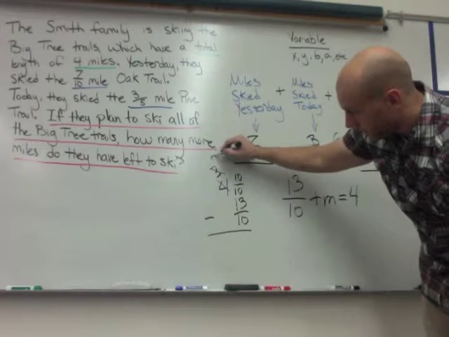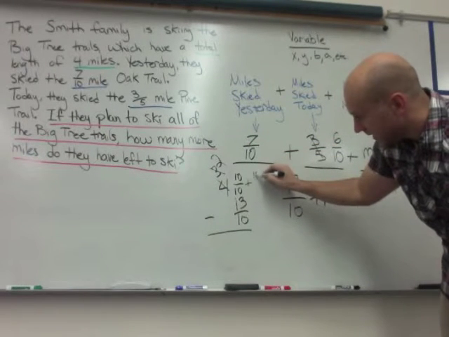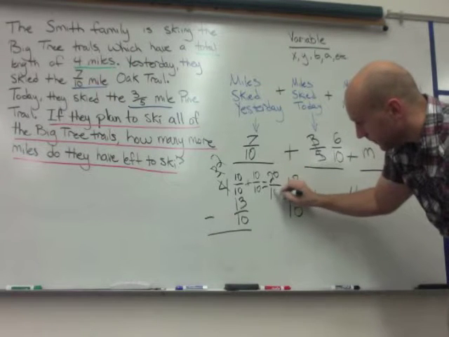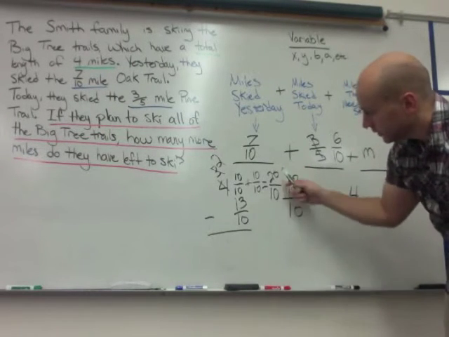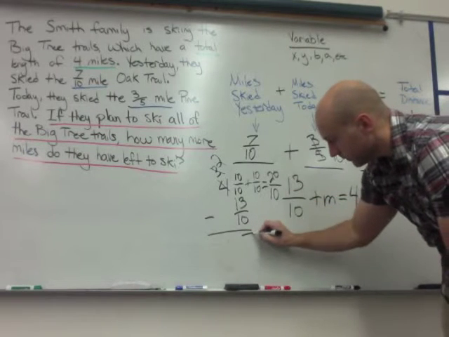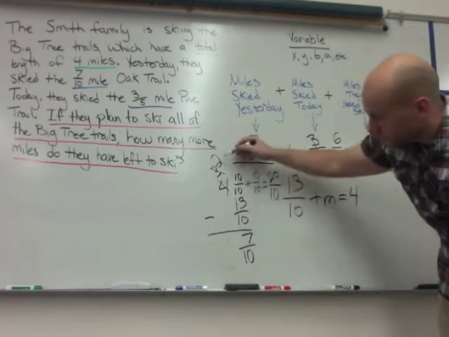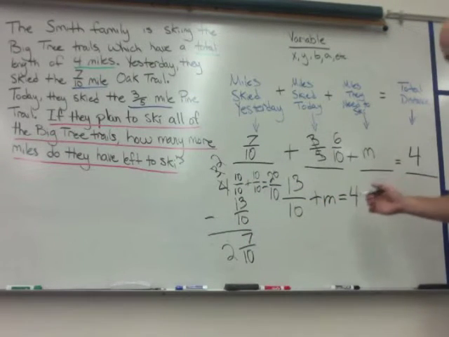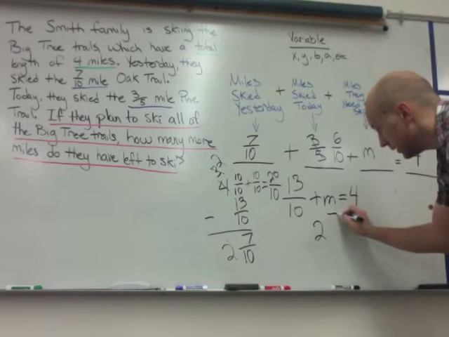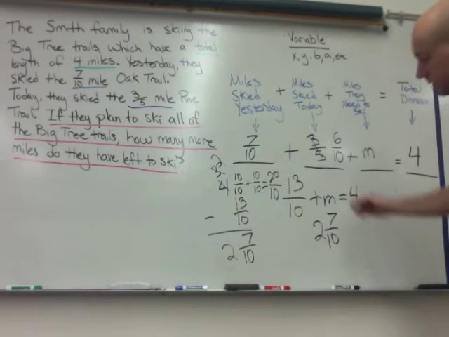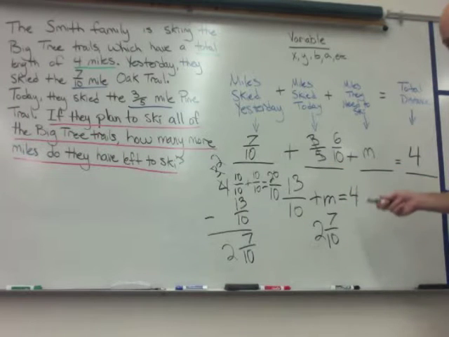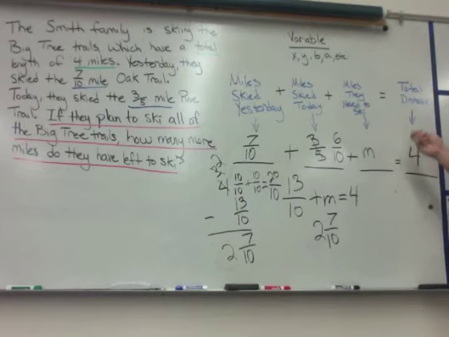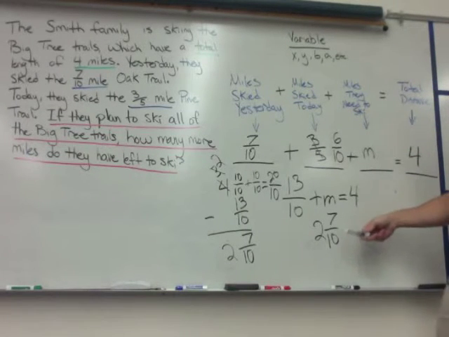I'm going to cross out my 3, change that to a 2, and I'm going to add 10/10. So now it's 20/10. Now I can subtract. 20/10 minus 13/10 is 7/10, and then 2 minus 0 is 2. So my variable M equals 2 and 7/10. So 13/10 plus 2 and 7/10 is going to equal 4. So the miles they need to ski to equal the total distance of 4 is 2 and 7/10 miles.